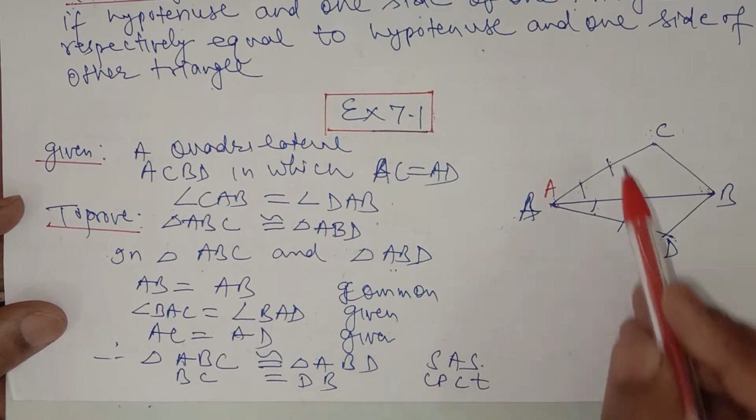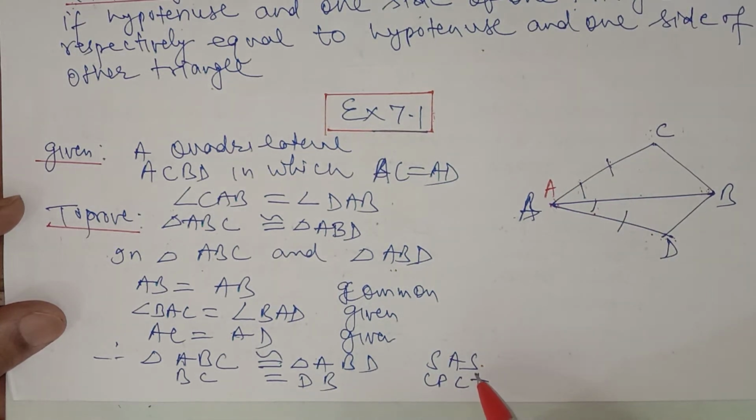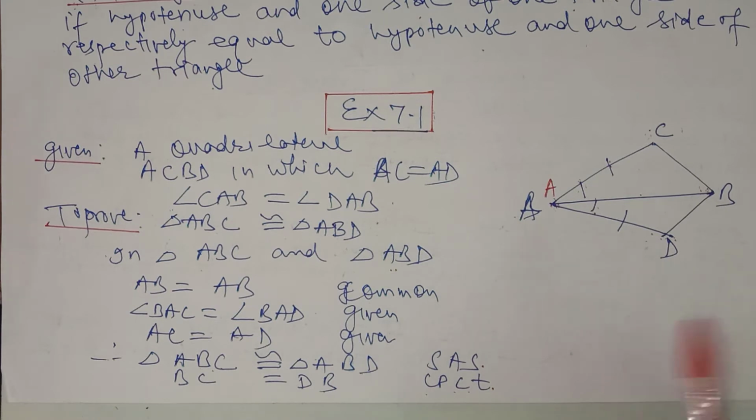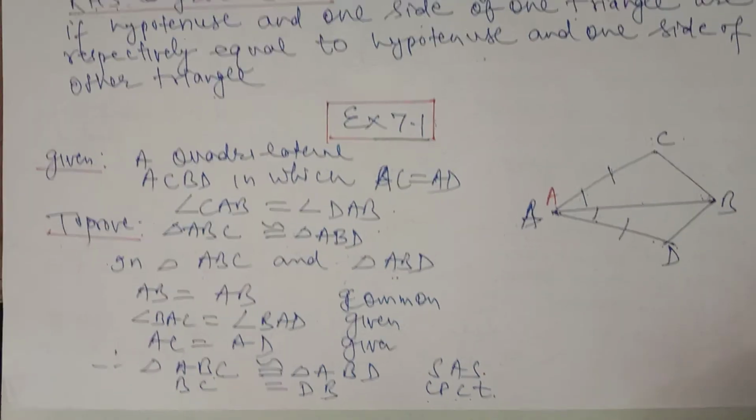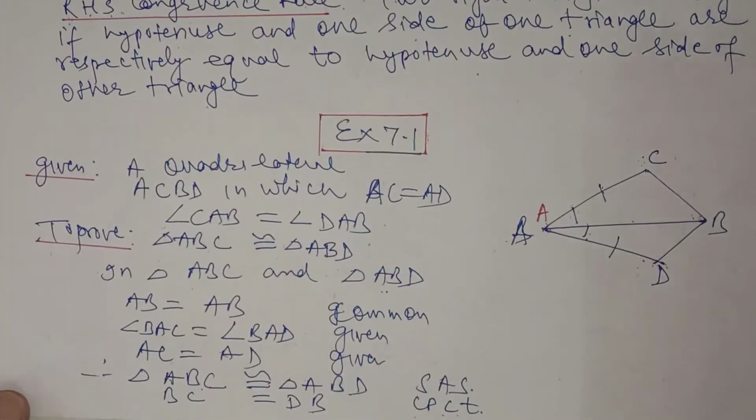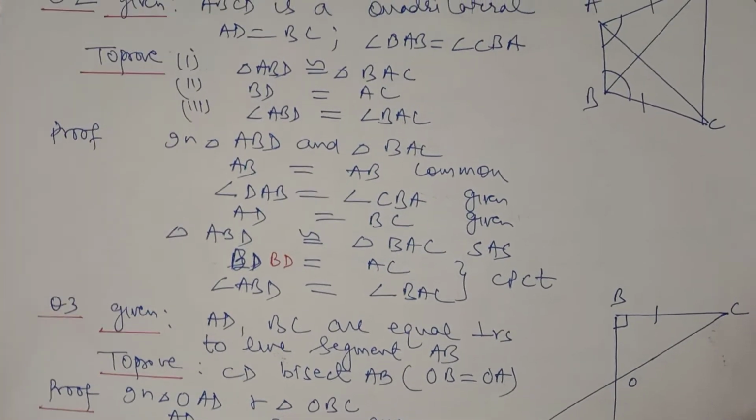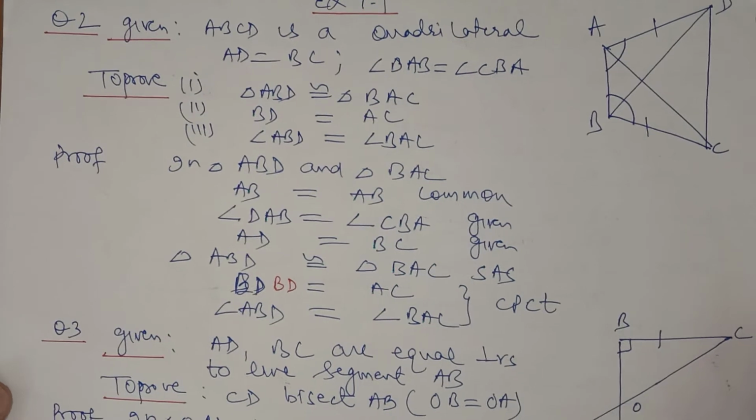Now when the triangles are congruent, then their corresponding parts will be congruent. Because triangle ABC is congruent to triangle ABD, we can say that BC will be equal to BD, by corresponding parts of congruent triangles. So when we have proved that the triangles are congruent, their corresponding parts will also be congruent. So this is question number 1 of exercise 7.1. Now let us take question number 2 of this exercise.